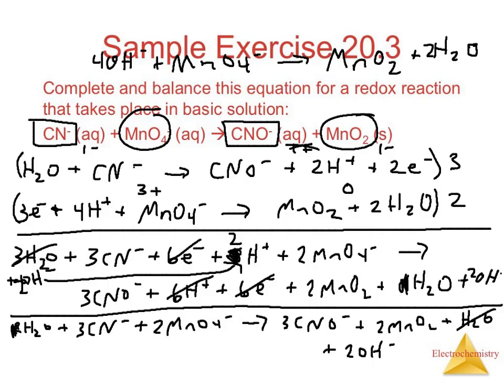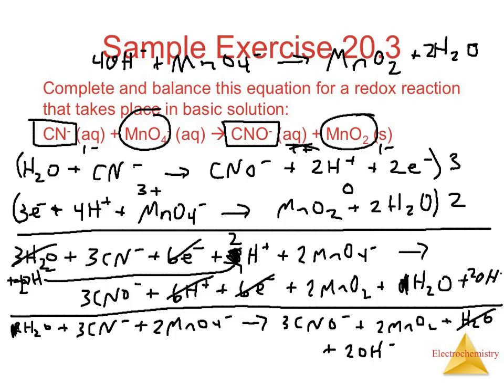Then we just have to count the number of each of the different types of atoms. We've got 2 hydrogens on the left, 2 hydrogens on the right. We've got 9 oxygens on the left, and 9 oxygens on the right, so that's good. 3 carbons, 3 carbons, 3 nitrogens, 3 nitrogens, 2 manganese, 2 manganese. Okay, so everything's balanced, and that's the way that you balance redox reactions.